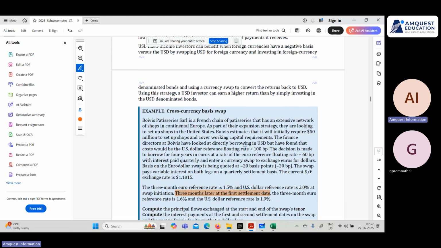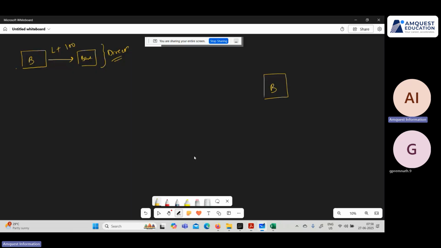It just says the finance directors at Bovis have looked at directly borrowing in USD, but have found that the cost would be the US dollar reference rate plus floating. The decision is made to borrow in euros. Yes, this I understand. The decision is made to borrow for 4 years in euros at a rate of euro reference floating rate plus 60 bips. So basically, the time is 4 years.